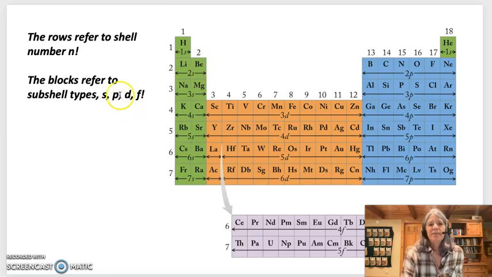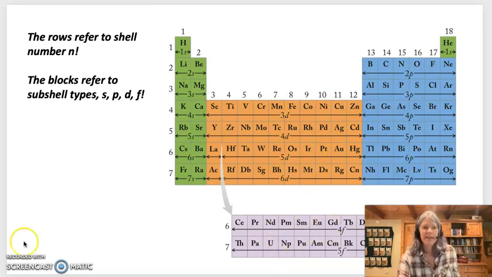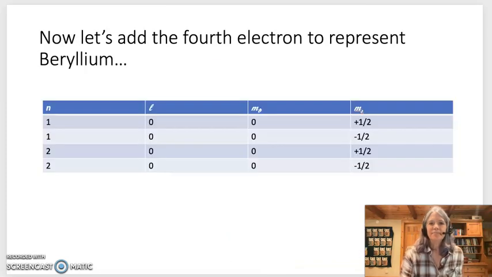And so we see the periodic table is sort of divided into these blocks, right? And the blocks represent subshells. So everything in here represents electrons that are going into an s subshell. Over here, the p subshells. In the middle, the d subshells. And down here are the f's. So that also helps us to understand our periodic table.